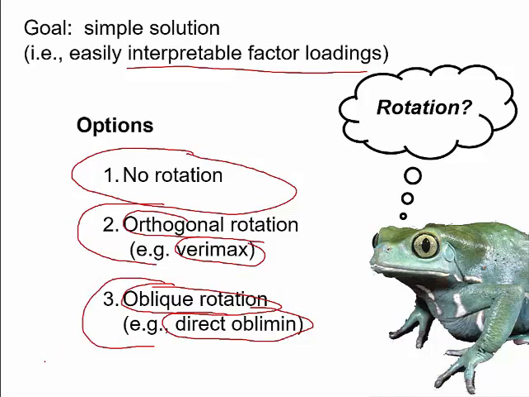So we're going to talk about rotation. Rotation is something we will use to try to make our matrix of factor loadings or component loadings, to try to make that matrix of loadings easier to interpret. And we're going to do that either using orthogonal rotation or oblique rotation.